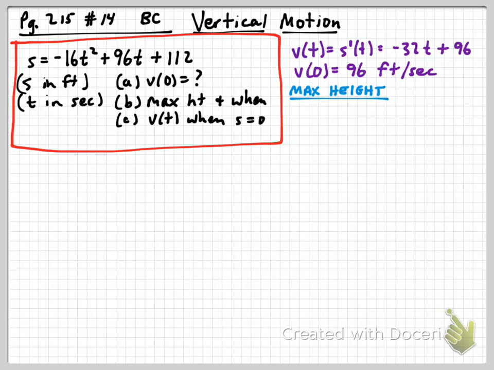Problem number 14 on page 215, the details that were given are in this red box. We're asked in part A to find the velocity when t equals 0. So we have to find the velocity first, and that's the derivative of the position, and that's negative 32t plus 96. And when we find the velocity at t equals 0, we just replace t with 0 in the velocity equation, and we get 96 feet per second.